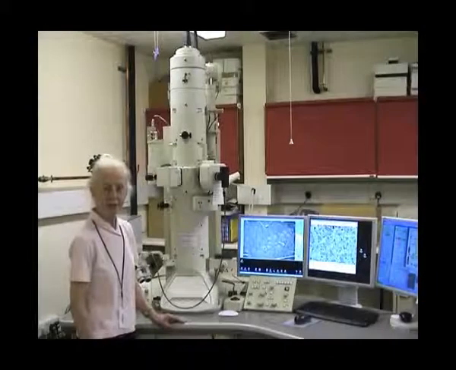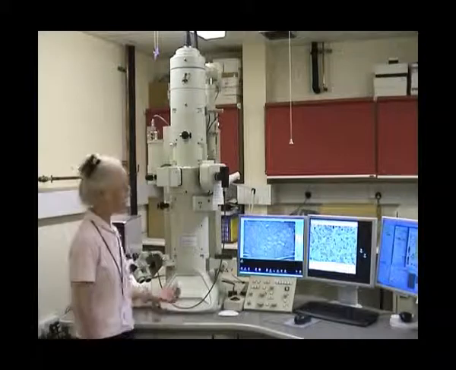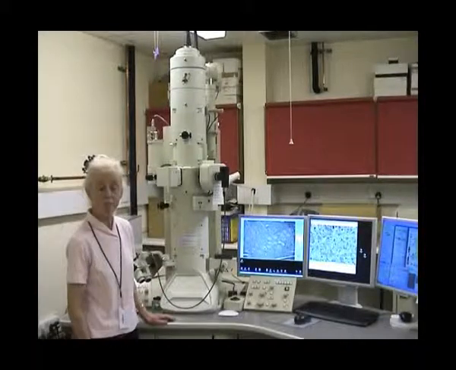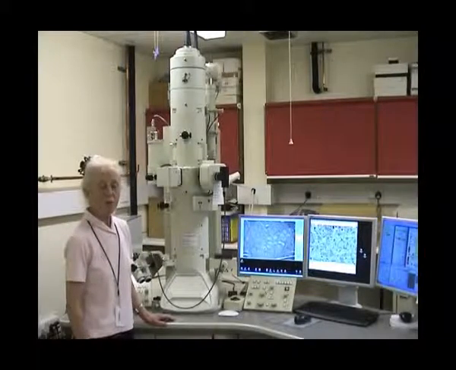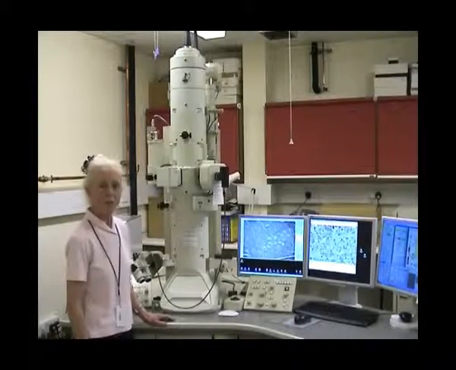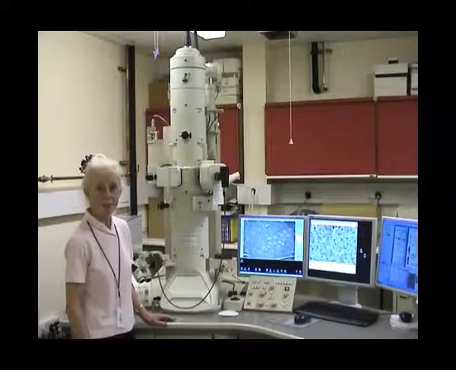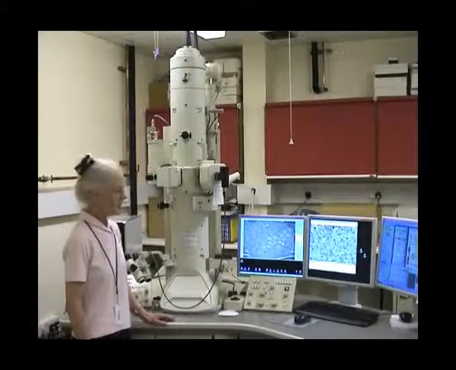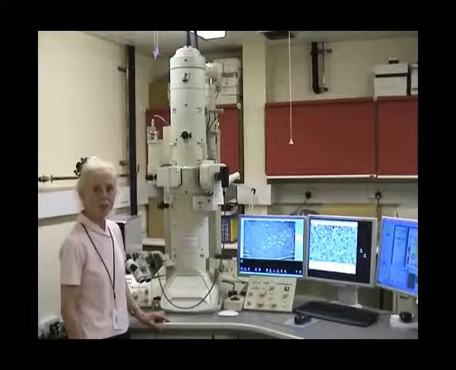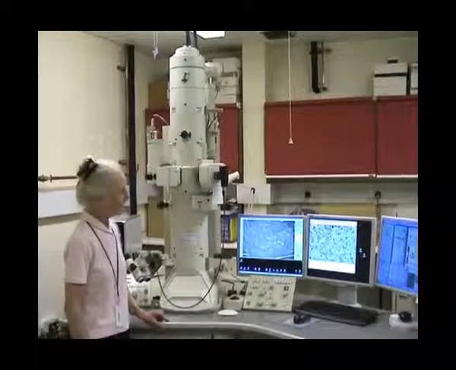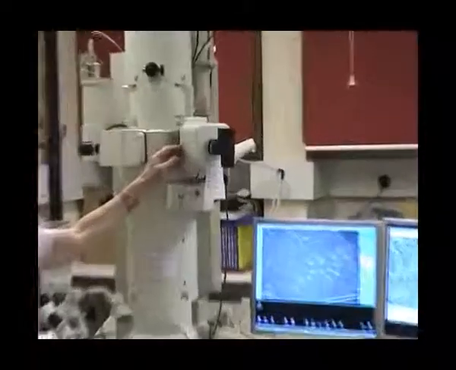I'm the manager of the electron microscope facility, and here is a 120 kV electron microscope, a transmission electron microscope. So it has the capability of accelerating electrons at 120 kV. It has a big magnification range from times 50 up to about 250,000 times. It has a digital camera, and you can see that there's an image on the monitor from the digital camera, and the specimen goes in at this point here.